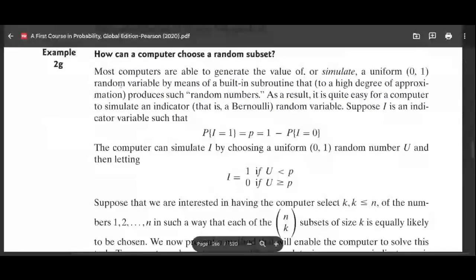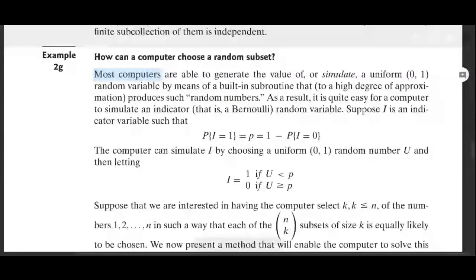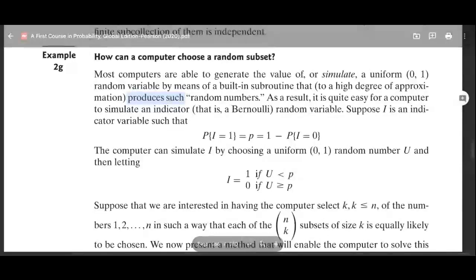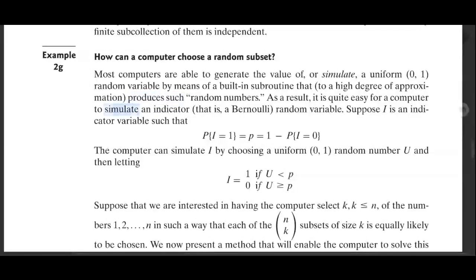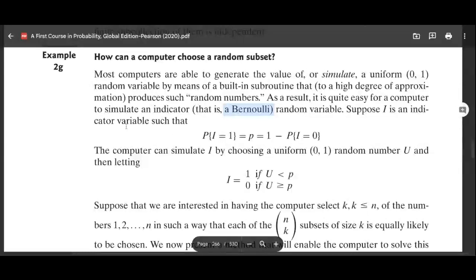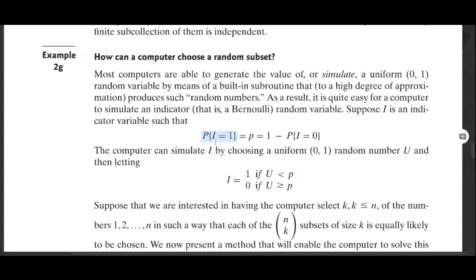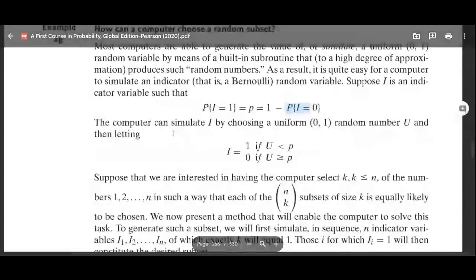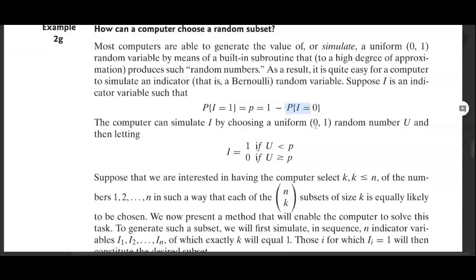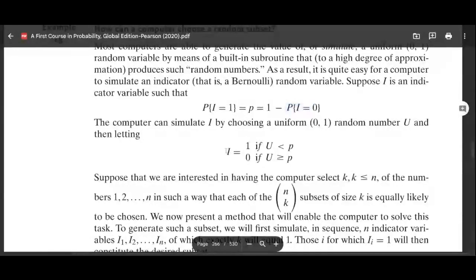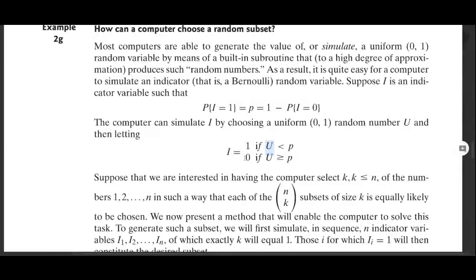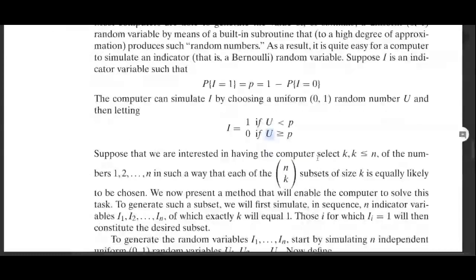Let's see an example. How can a computer choose a random subset? Most computers are able to generate the value of, or simulate, a uniform from 0 to 1 random variable. That means a built-in subroutine that, to a high degree of approximation, produces such random numbers. As a result, it is quite easy for a computer to simulate an indicator, which is a Bernoulli random variable. Suppose I is an indicator variable such that the probability of I equals 1 equals p, and the probability of I equals 0 is 1 minus p. The computer can simulate I by choosing a uniform from 0 to 1 random number u, and then letting I be 1 if u is less than p, and 0 if it's greater than or equal to p.